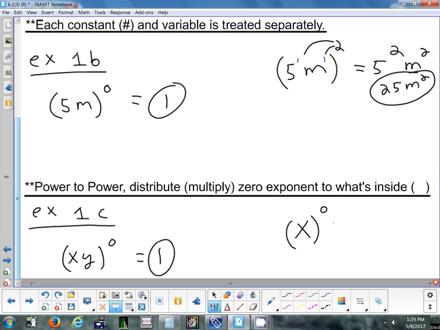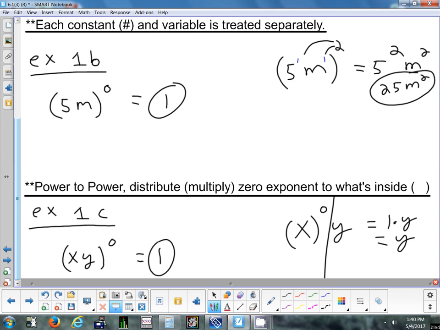Now, what if it was like this? X to the 0 power times y. You could put a line there and separate it if you want. X to the 0 is 1, times y. So in that case, it's just y. So you've got to be careful. Does the 0 apply to the whole thing, or is it just, in this case, the x? Does everyone see the difference between those two?